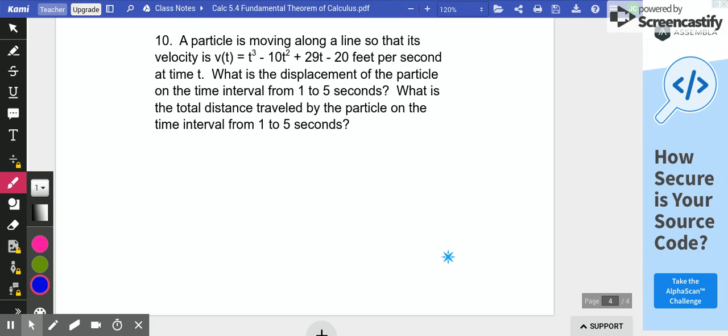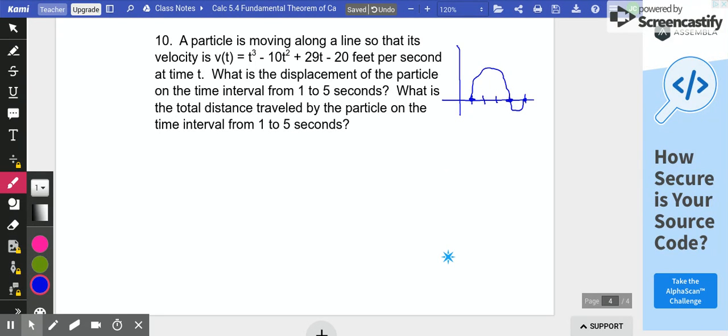Now, I graphed this over on Desmos. You can check it out as well if you want to stick it over there. But basically what's happening from 1 to 5 is it looks something like this. It crosses at 1, at 4 and 5. So it's like here and here. This is the velocity function.